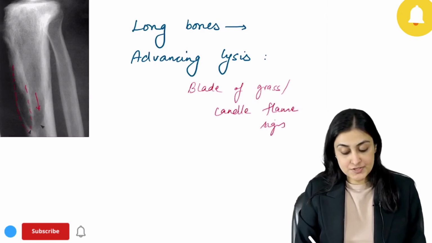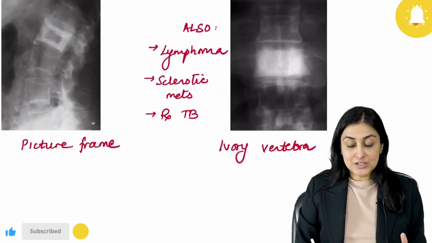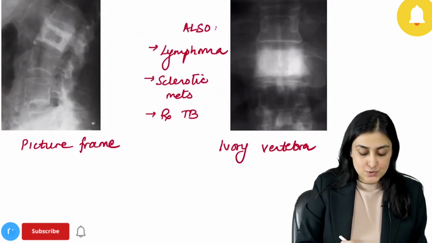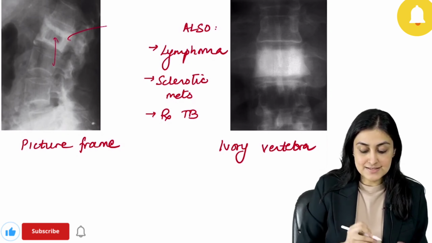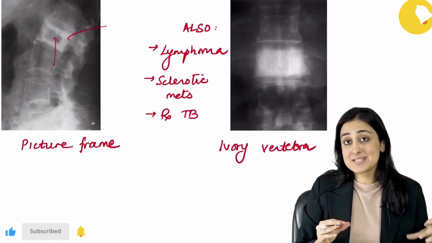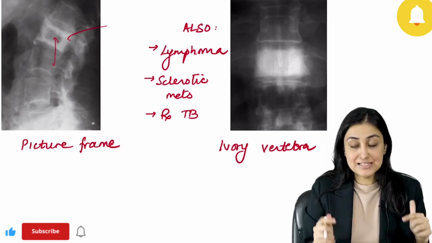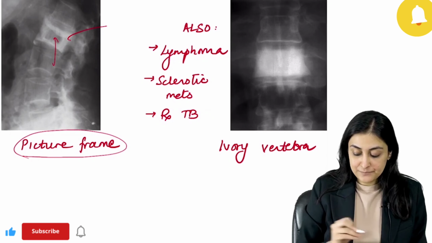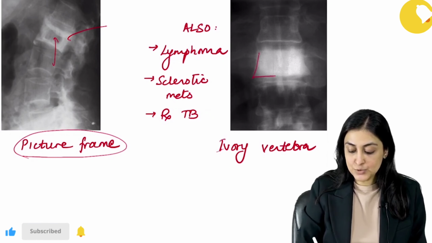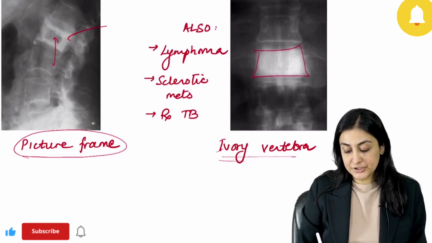Apart from that, what are the spinal manifestations? Because of coexisting sclerosis as well as lysis, you would find that the vertebra looks like a picture frame, right? There is peripheral sclerosis and central osteopenia, which results in a picture frame vertebra, or you can have a diffusely sclerotic vertebra called ivory vertebra.